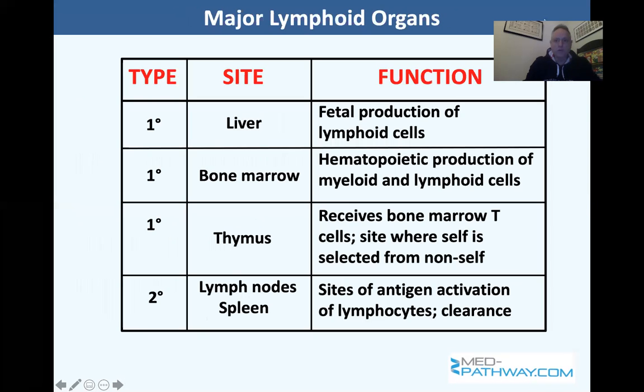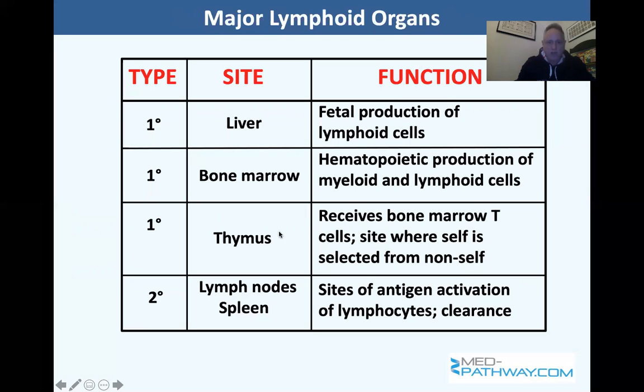So the major lymphoid organs. We know that in adults, hematopoiesis is in the bone marrow, but in the fetus, the liver is an immune organ, and it produces lymphoid cells in the beginning. But once you're born and you start to develop, then the bone marrow takes over. So there are two primary sites, and that's the bone marrow for hematopoietic production of myeloid and lymphoid cells.